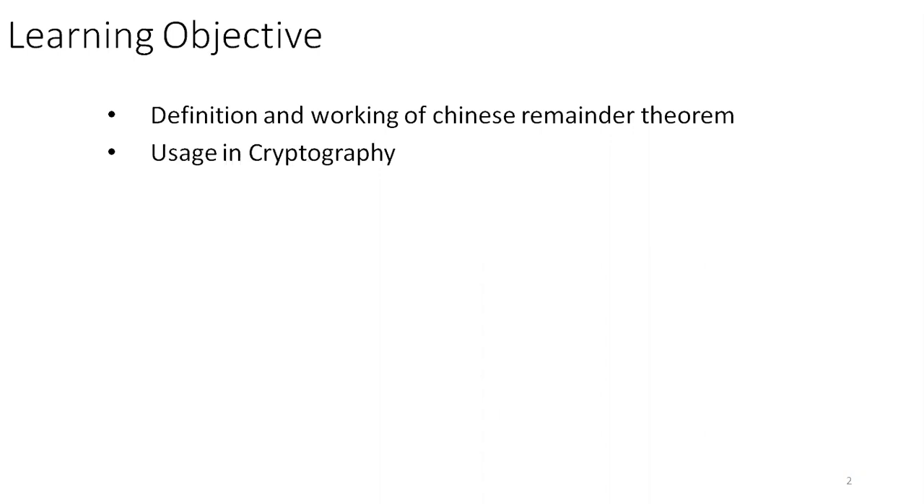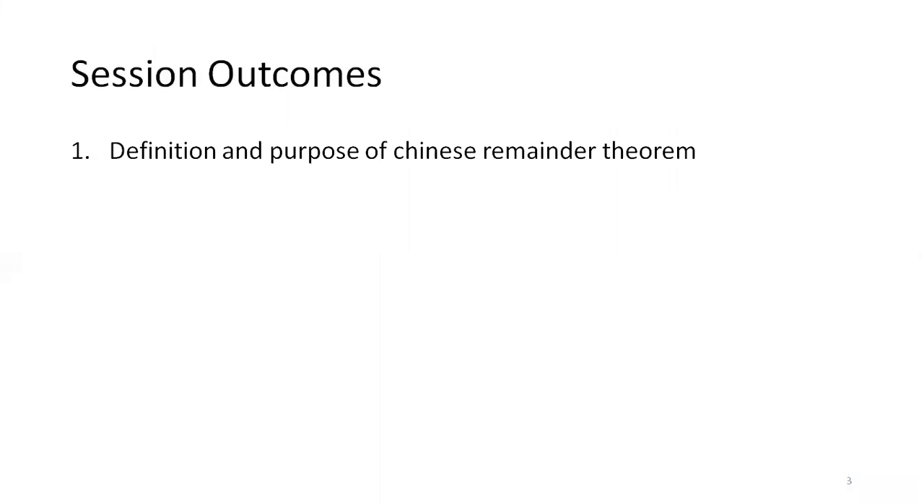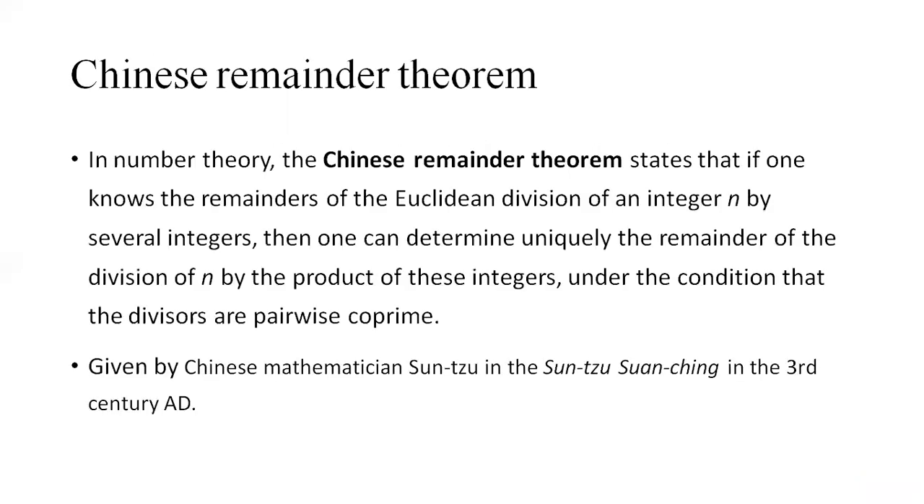Here we are going to explain the definition of the theorem and how the theorem is applicable, and also what its usage is in cryptography and network security. What are the applications of the Chinese remainder theorem in computer network security? At the end of today's session, you should be in a position to understand the definition and the purpose of the Chinese remainder theorem and its usage in network security, information security, cryptography, and some related areas.